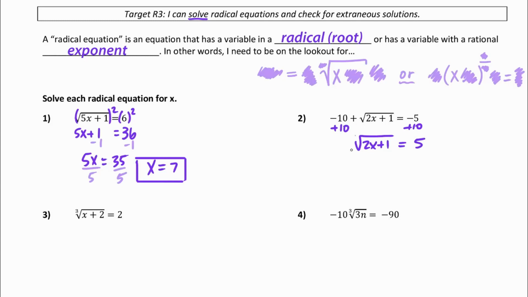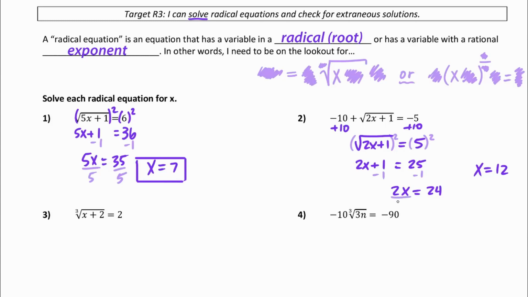Now comes the tricky part: we have to get rid of the square root by squaring. And we square both sides, the left side and the right side. No need for absolute value bars. We just have 2x plus 1, and then 5 squared is 25. Going ahead and starting over in the order of operations, subtracting 1. 2x equals 24, and then divide by 2. In the end, you get x equals 12.